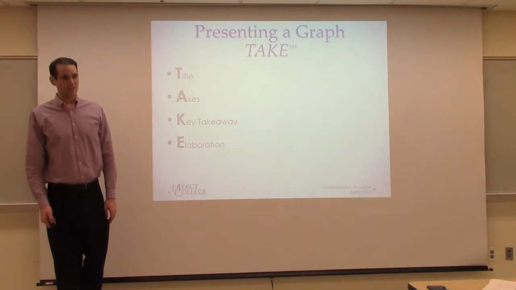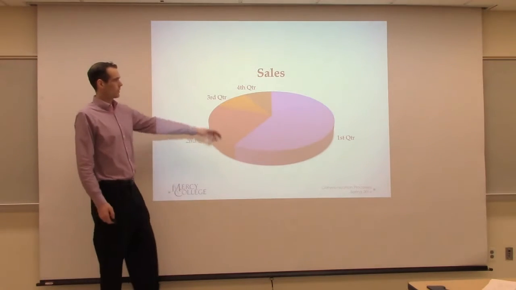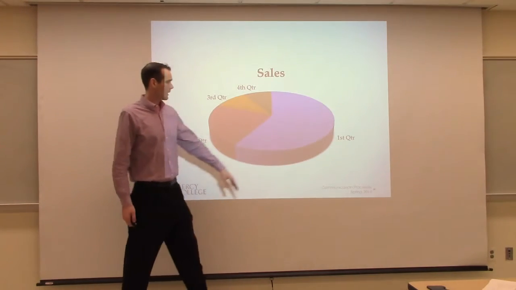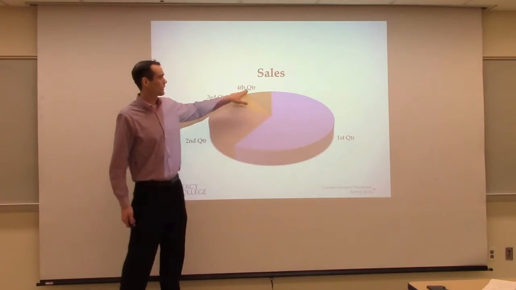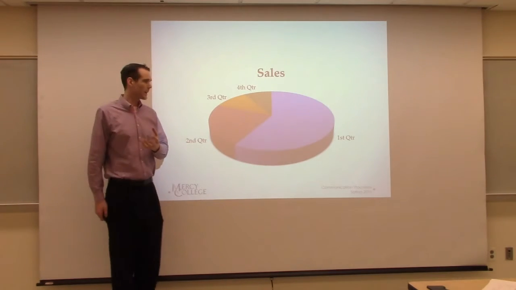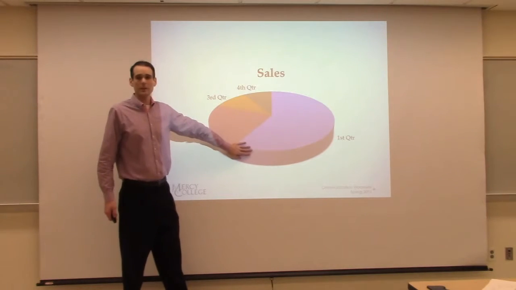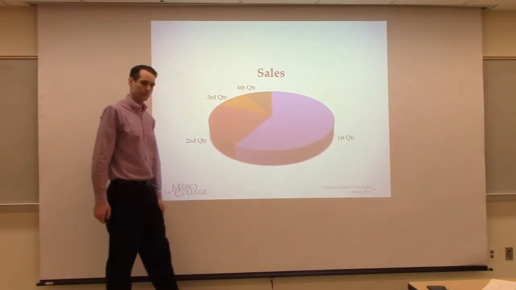Let me do this take method for you. I'm going to show you this graph on sales. On the axes, we have first quarter, second quarter, third quarter, and fourth quarter. Key takeaway from this data set is that the first quarter sales are dominant. First quarter sales are more than half of our entire year's sales.